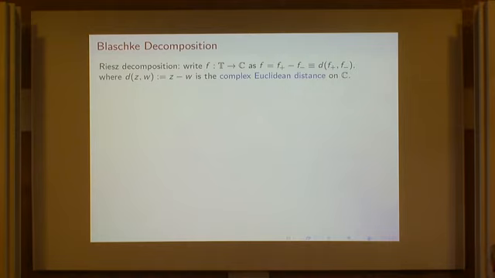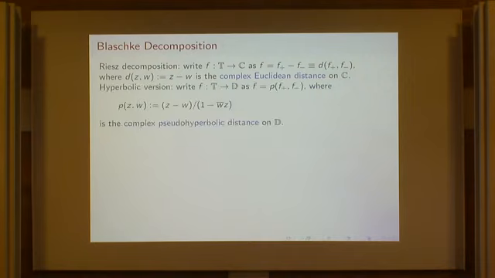Surprisingly, somewhat later, we found a special problem of this type which is really relevant and interesting. This we call a Blaschke decomposition. We think of the standard Riesz decomposition as related to the Euclidean distance in the complex plane. When we work in the unit disk, it's more natural to use the hyperbolic or pseudo-hyperbolic distance. The pseudo-hyperbolic distance is related to this complex pseudo-hyperbolic distance.